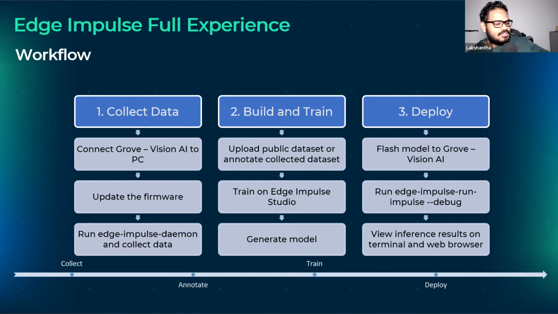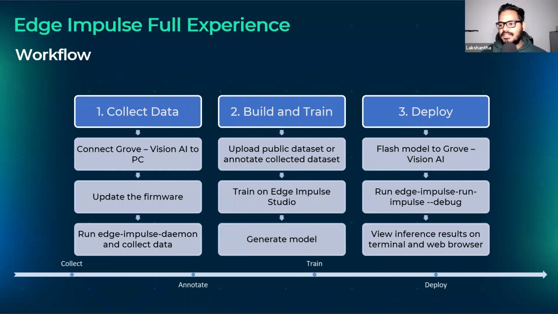First of all, what we want to do with Edge Impulse is collect the data first, right? So collect the data set. To collect data, we first need to connect the Grove Vision AI module to a PC and then update the firmware on the Grove Vision AI module, because the Edge Impulse Studio needs to connect with the Grove Vision AI. To connect with the Studio, you need to have that particular firmware.